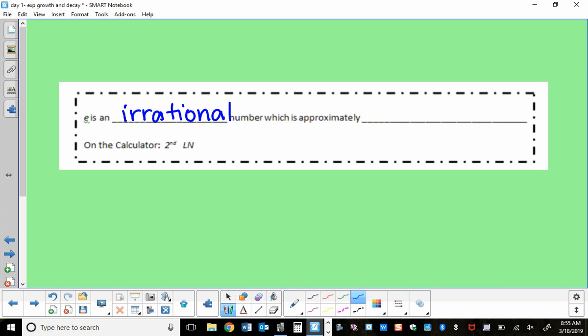An irrational number which is approximately 2.718. You'll eventually have to know that. Today you don't really have to know it per se. On your calculator, the way that we get an e is by hitting your second key and then your LN. Your LN is right next to your 4.